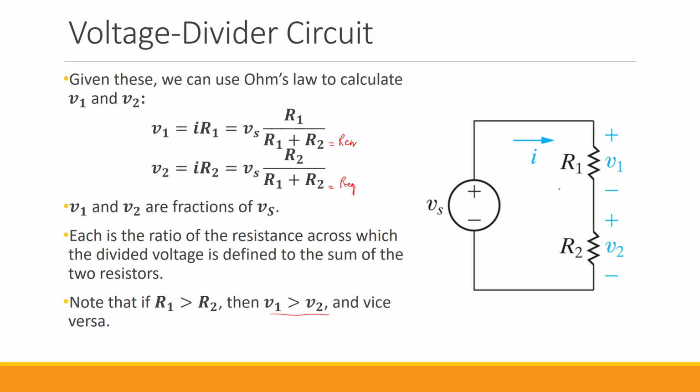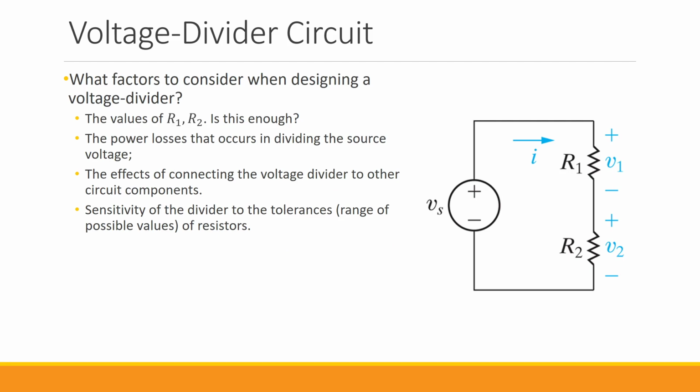Using this simple circuit, we are able to divide Vs into two voltages. But things are not that simple. Even though this is the very basic voltage divider circuit, if you're asked to design a voltage divider circuit, there are other things that you need to consider. The first thing is the values for R1 and R2. But that's not enough. The other thing is the power losses that occur in dividing the source voltage.